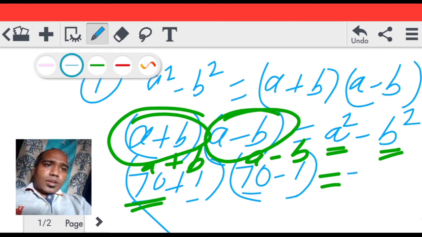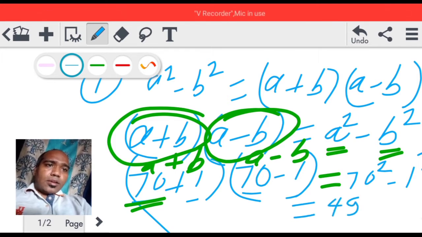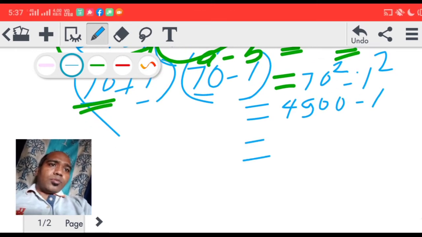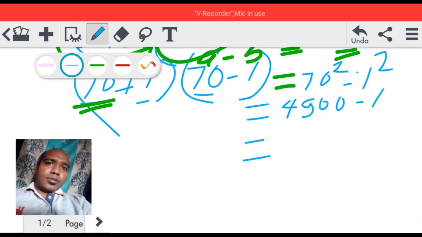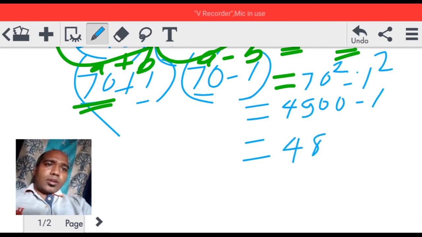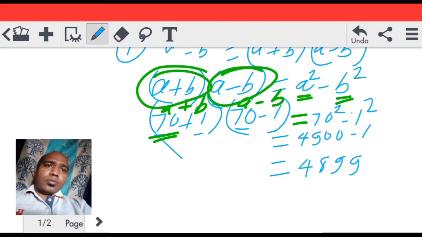So we can write 70 square minus b square. b square means what? 1 square. So 70 square, how much will we get? 7 7s are 49, and with the zero we will get 4900, minus 1 square will get 1 only. So 4900 minus 1, how much will you get? 4899 you will get. Okay, so this way you have to learn.